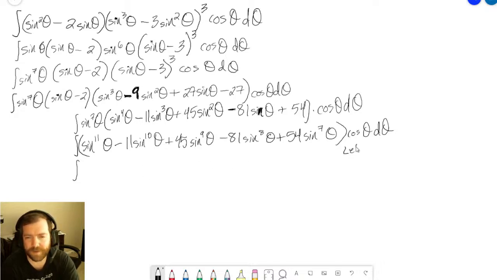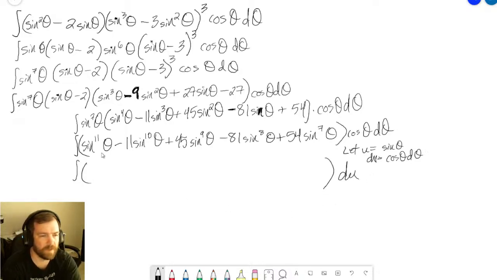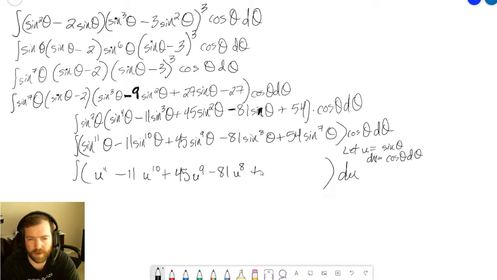Alright, we can let u be equal to the sine of theta, du equals cosine theta d theta. We have that here. That's du. And then going all the way across, just the sine of theta is u, so this is going to be u to the 11th. That's 11. u to the 10th plus 45. 25 u to the ninth minus 81 u to the eighth. It's 54 u to the seventh.